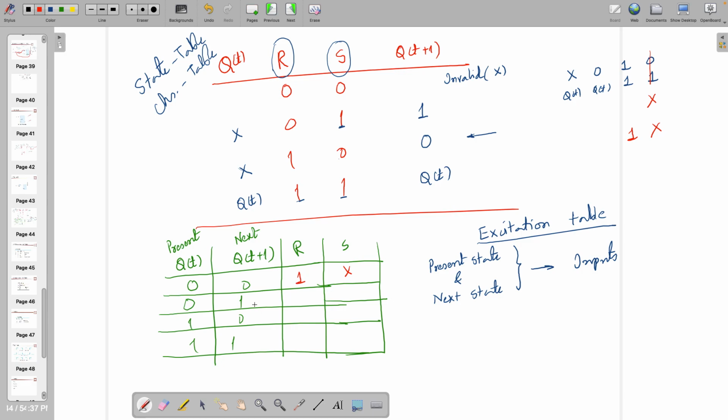If it is now 0 and 1, find out where it becomes 0 and 1. I am not considering, by the way, the invalid state. We don't like invalid, so we will neglect that.